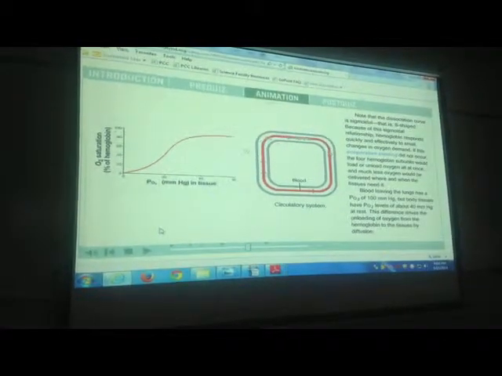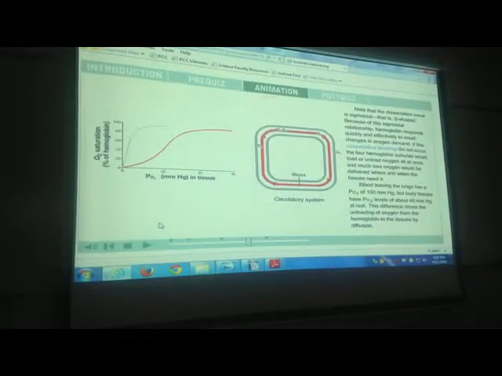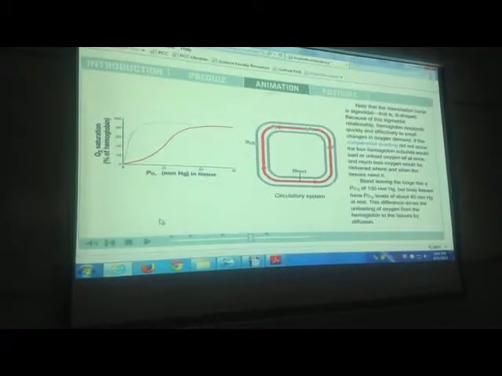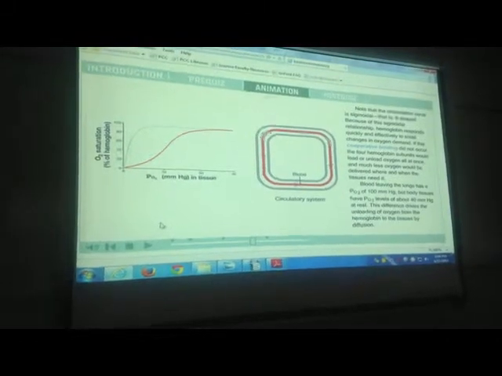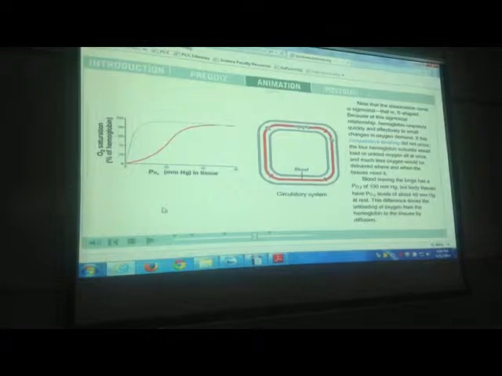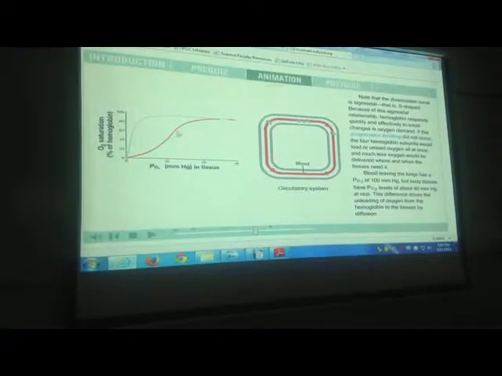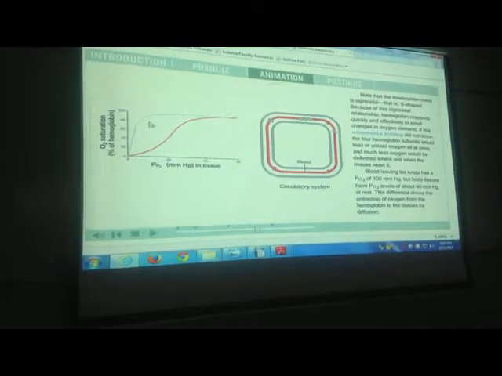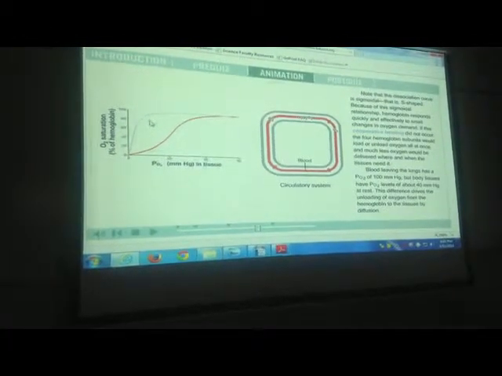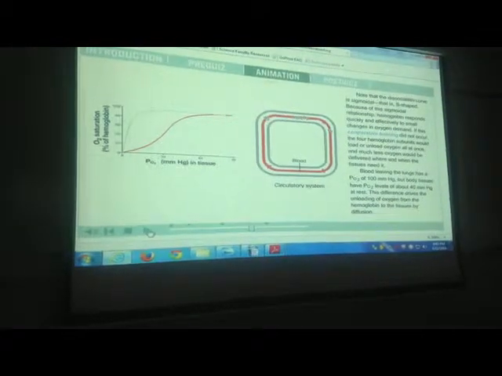If this cooperative binding did not occur, the 4 hemoglobin subunits would load or unload oxygen all at once, and much less oxygen would be delivered where and when the tissues need it. So remember the purpose of that curve was to tell the blood how much oxygen to give to whom. So if I didn't have that curve, you just dump it all in the first organ you saw, and then everybody else suffers. Right? So your toes would always be blue. So let's review that curve.